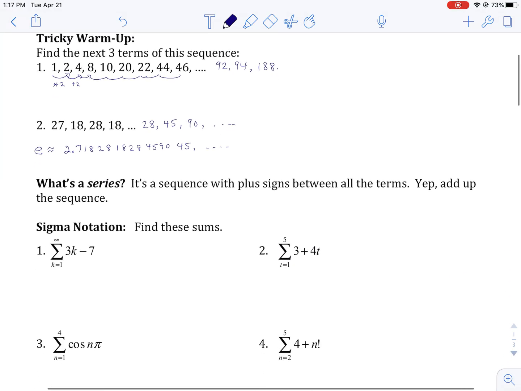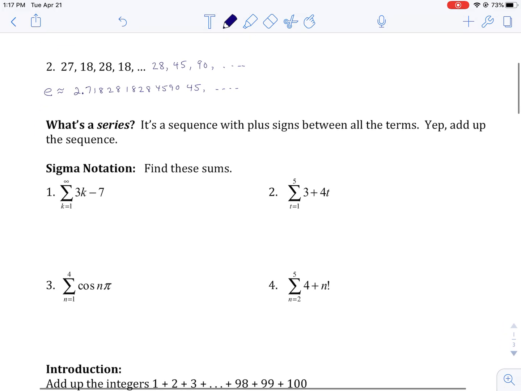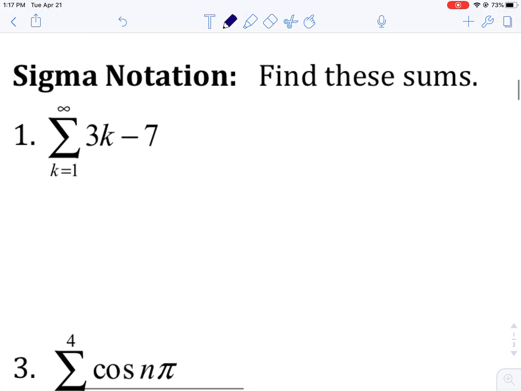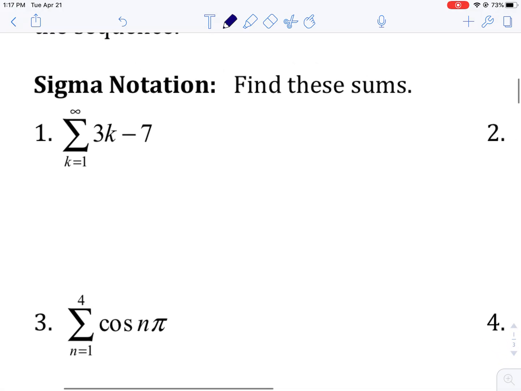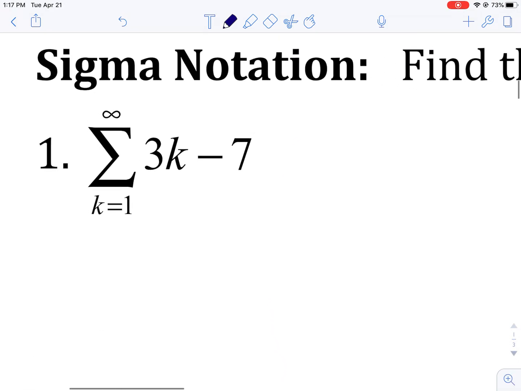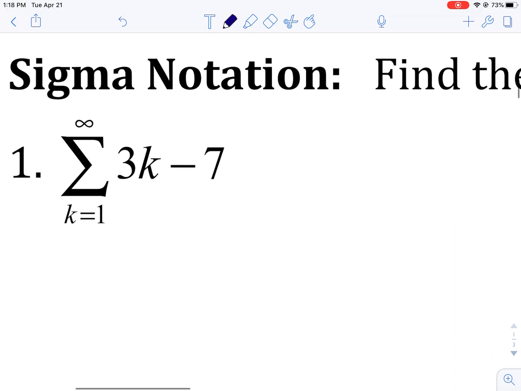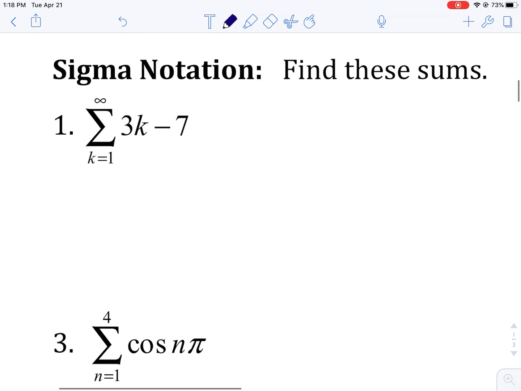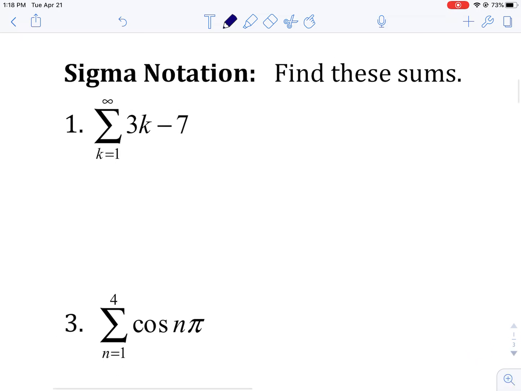Okay, so what's a series? All it is is a sequence with plus signs. We put plus signs in between instead of commas, and then we add them up. And a series is given away by what's called sigma notation. You've probably seen this notation. That's a capital sigma, Greek letter sigma. And the numbers below and above the sigma are called your index. And to the right is the rule. It's the explicit formula of a sequence.